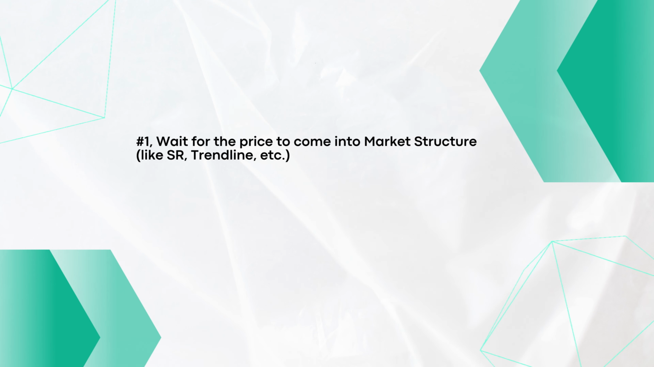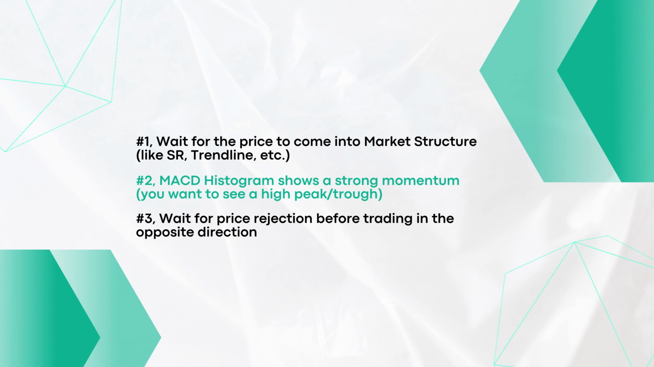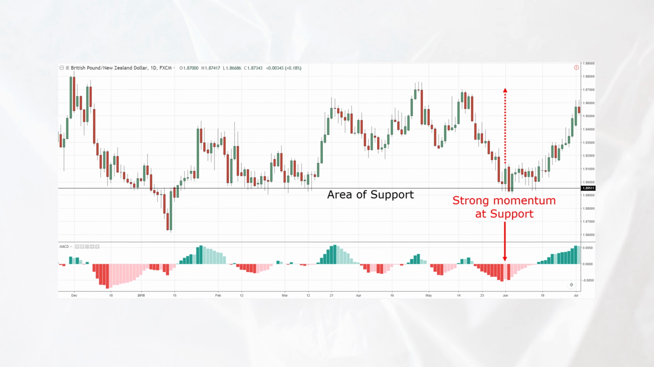Here's how it works. Wait for the price to come into market structure, like support or resistance, trend line, etc. The MACD histogram shows a strong momentum. You want to see a high peak or trough. Wait for price rejection before trading in the opposite direction. Here's an example.